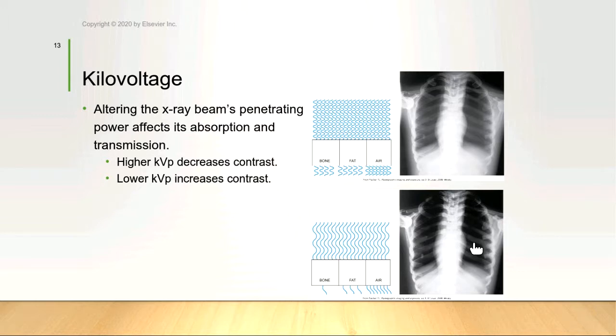Whereas up here, it's not as significant a change, it's more subtle. So this represents lower contrast. High KVP gives you low contrast. Low KVP gives you higher contrast or increases your contrast.